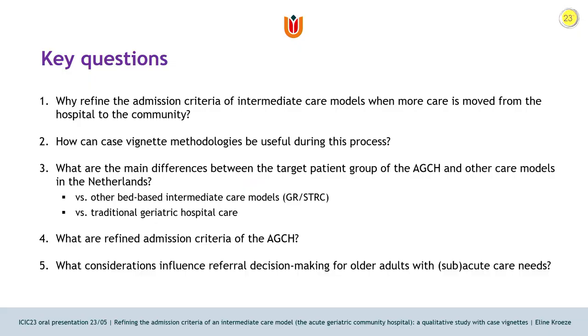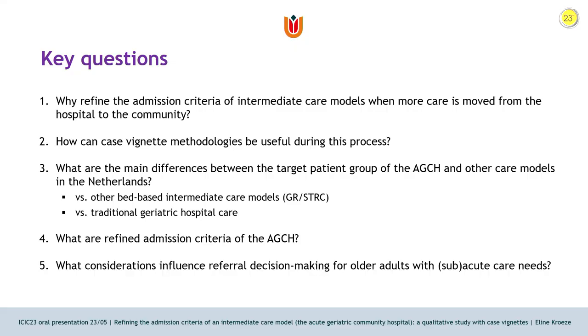So today I will try to answer five questions for you. The first one is, why refine the admission criteria of an intermediate care model, or intermediate care models, when more care is moved from the hospital to the community? And the second one is, how can case vignette methodologies be useful during this process?